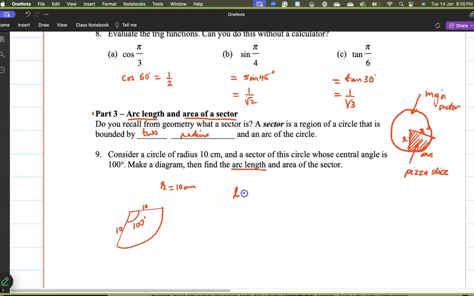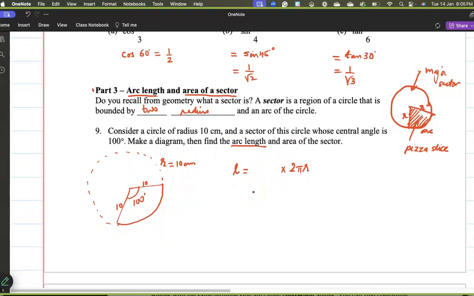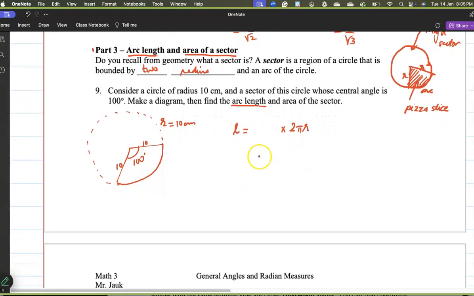What is the formula for the circumference of a circle? 2 pi r, not pi r. This is a fraction, theta out of 360, times 2 pi r. That's the formula for the length of the arc.